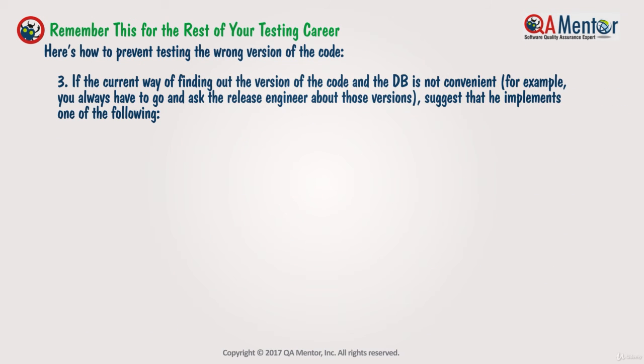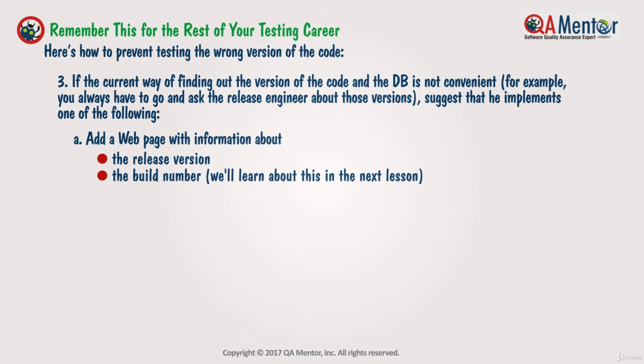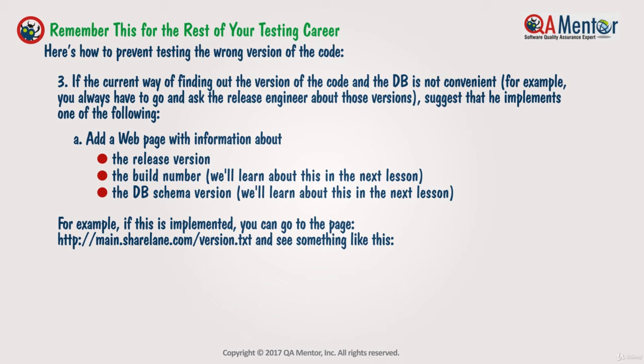3. If the current way of finding out the version of the code and the DB is not convenient, for example, you always have to go and ask the release engineer about those versions, suggest that he implements one of the following. A. Add a web page with information about the release version, the build number. We'll learn about this in the next lesson. B. The DB schema version. We'll learn about this in the next lesson. For example, if this is implemented, you can go to the page main.sharelane.com/version.txt and see something like this. Release version 1.0, build number 23, DB schema version 34.